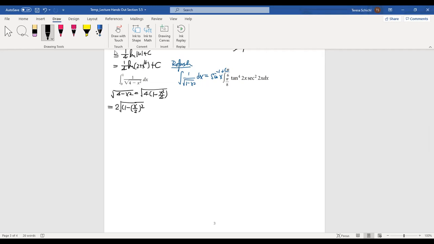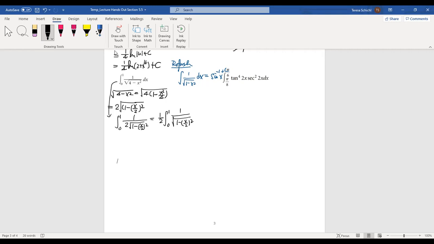Now let's see here. This will be from 0 to 1. And then this will be 1 over 2, and the square root of 1 minus x over 2 squared. And of course, this 1 over 2, if you want, you can move it to the front, right? So this is from 0 to 1, and then this is 1 minus x over 2 squared.